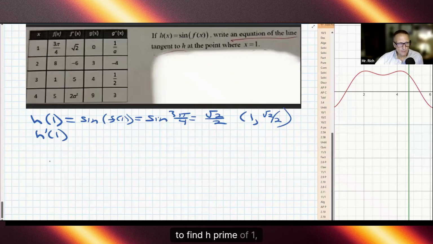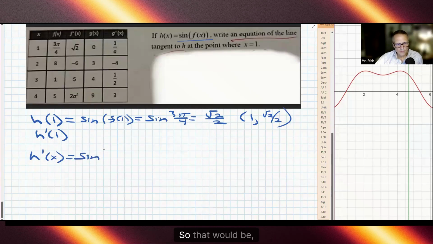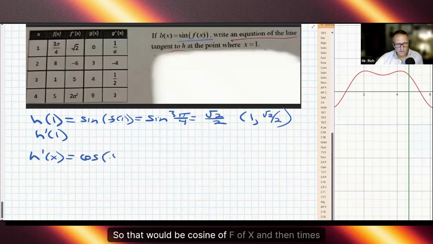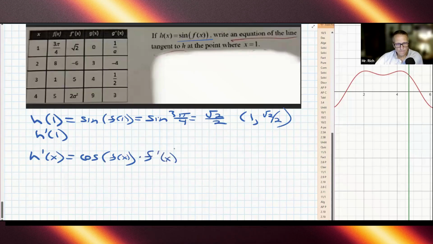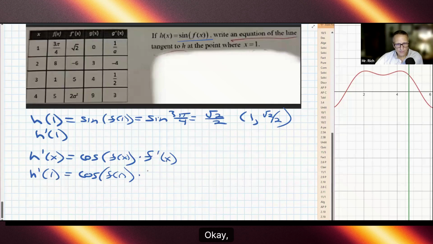H prime of 1. Well, to find h prime of 1, let me find h prime of x. To take the derivative of this is going to require us to use the chain rule. So the derivative of sine is cosine, so that would be cosine of f of x, and then times the derivative of the inside part, which would be f prime of x. Now I'm going to find h prime of 1. That's cosine of f of 1 times f prime of 1.